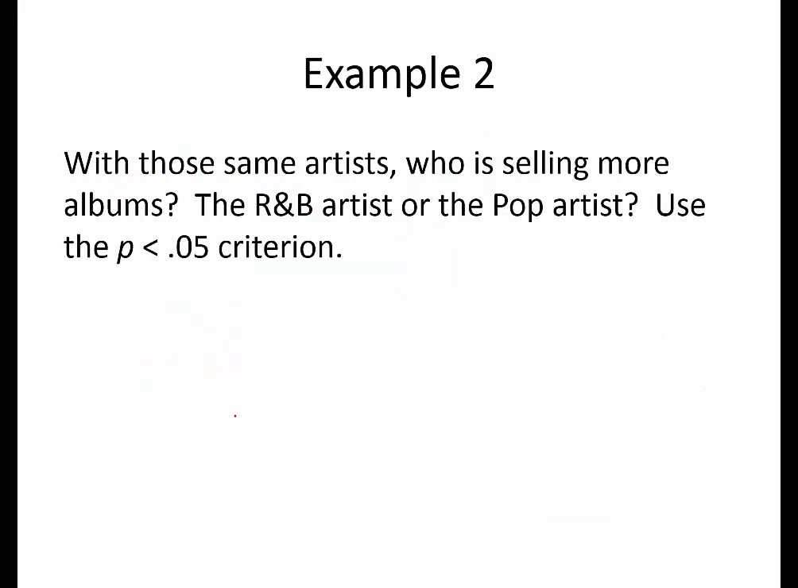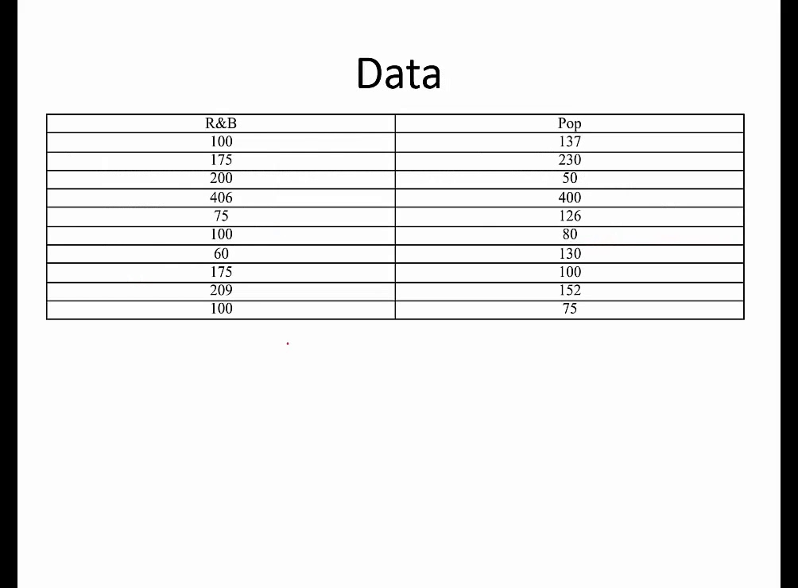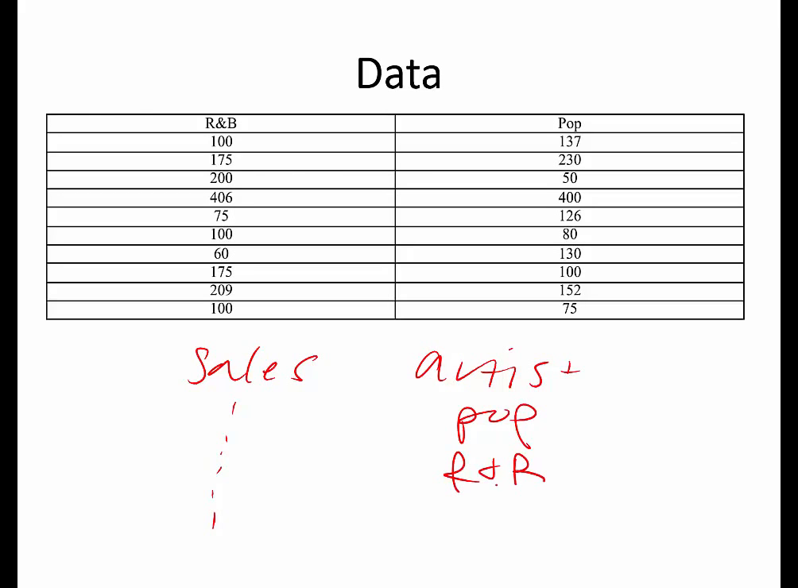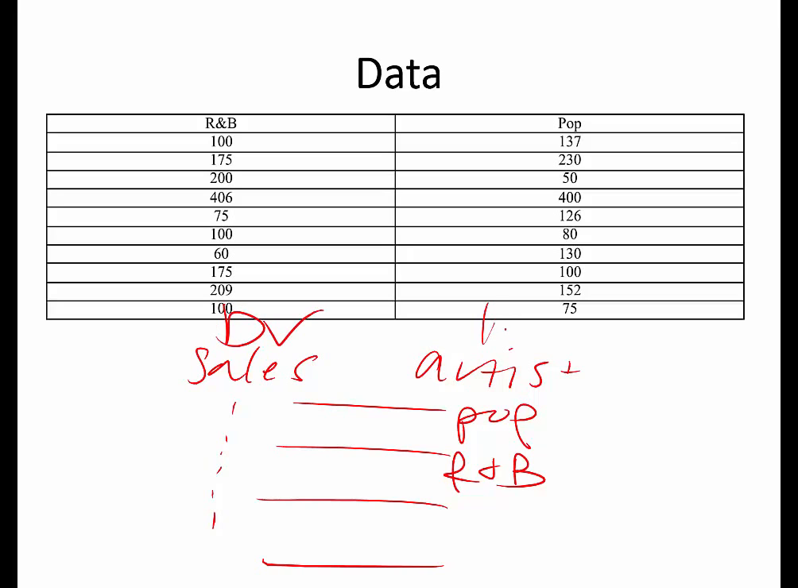All right, let's do one more example. So we're going to take those same artists, and now we know that artist 2 is more popular, but who is selling more albums? So we got R&B versus pop, and we're still going to use 0.05. One of them is more popular than the other, but who's selling more albums? Because that, to me, is where the money's at, right? So here's the data. I got my R&B and my pop. And remember, it's set up next to each other, but what you actually want is a sales column with all your numbers, and then an artist column with either pop or R&B out to the side for each person. Because remember, each person has to have an indicator of their dependent variable and an indicator of their independent variable.